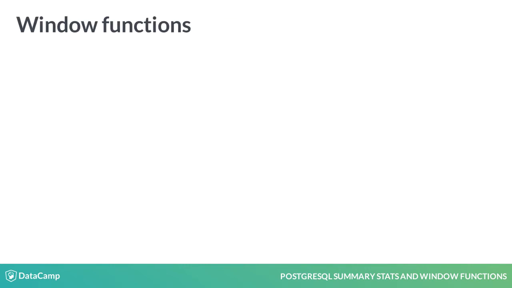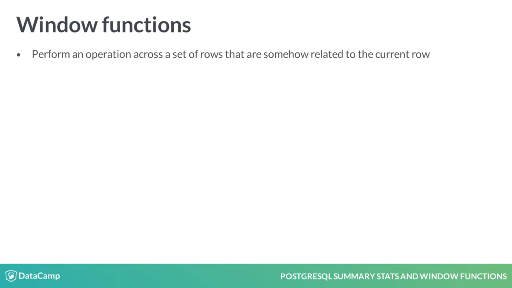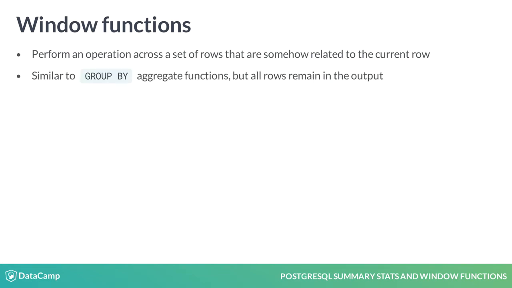Let's dig in. Window functions perform an operation across a set of rows that are somehow related to the current row, which is the row that the window function is currently operating on. They're similar to group by aggregate functions in that they span multiple rows, but instead of rows being grouped into a single row, all rows remain in the output. What are window functions used for?